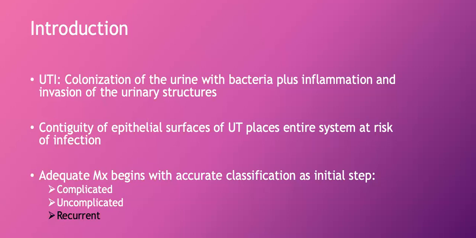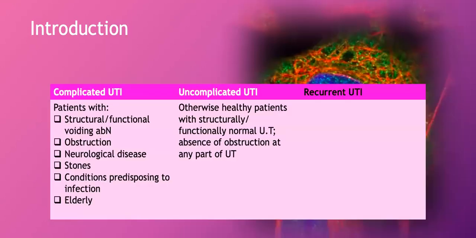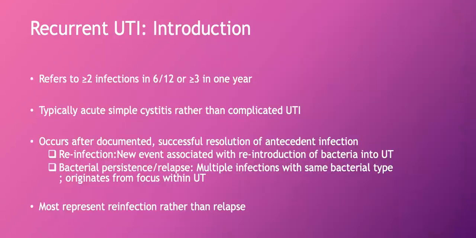And you can basically classify urinary tract infections as complicated, uncomplicated, and recurrent. So complicated UTIs will basically occur in patients with structural and functional voiding abnormalities, obstruction, neurological disease, stones, conditions predisposing to infection, and in the elderly. Uncomplicated UTIs basically occur in otherwise healthy patients, who have structurally and functionally normal urinary tracts, where there's absence of obstruction at any part of the urinary tract.